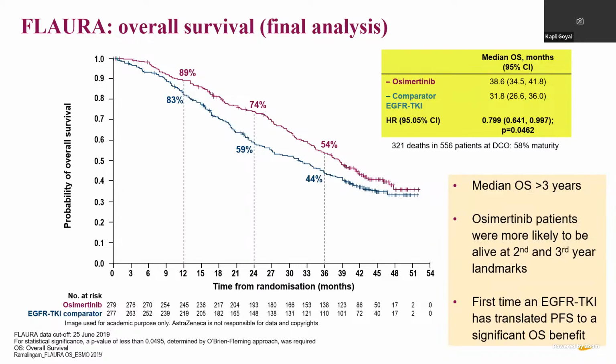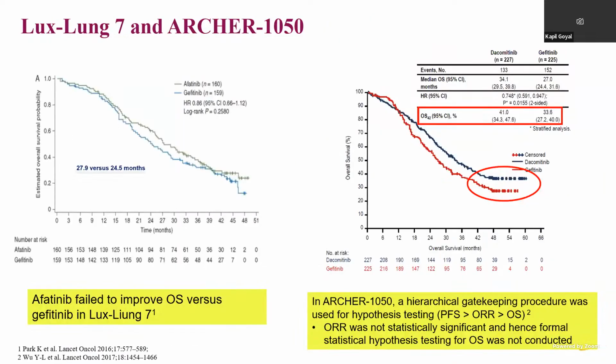If we look at the survival curve of the FLAURA overall survival final analysis, the osimertinib arm had a median OS of 38.6 months compared with 31.8 months with erlotinib and gefitinib, with a hazard ratio of 0.799, which was statistically significant. So it is the first time that an EGFR TKI has demonstrated a meaningful and statistically significant OS as well as PFS benefit. And the median OS was for the first time more than 3 years.